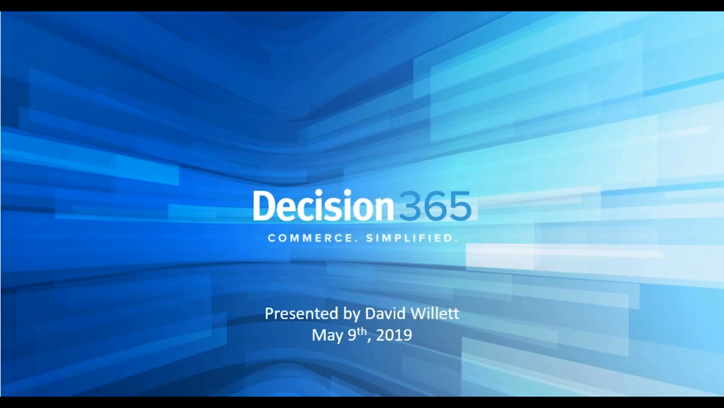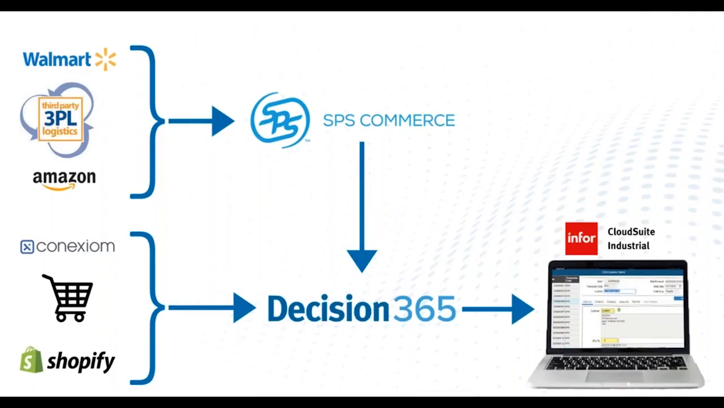Thank you, Emily. For context, we have a short PowerPoint, and then we'll actually start showing some demos. But as you can see here, Decision365 is a commerce hub, and we take orders in from a variety of different places. Our primary partner for EDI is SPS Commerce. They do the translation for EDI documents that come in from different places like Walmart, Amazon. They have over 3,500 different trading relationships already set up.